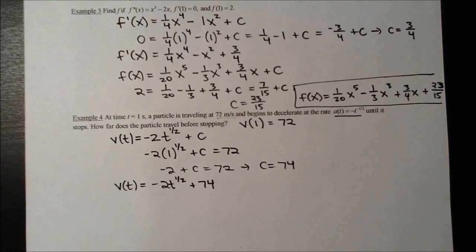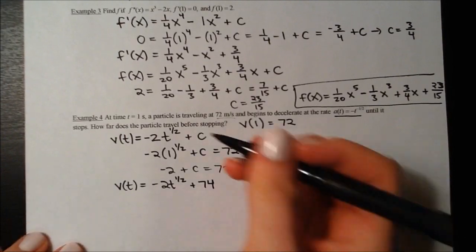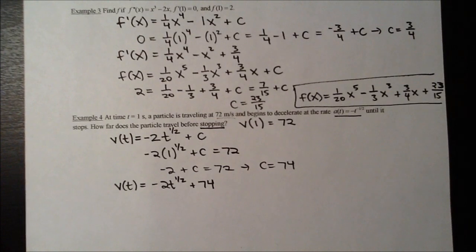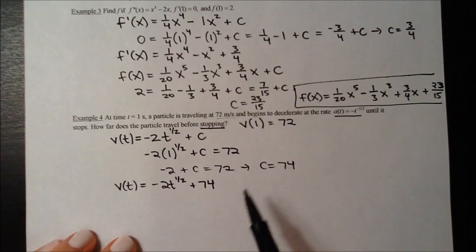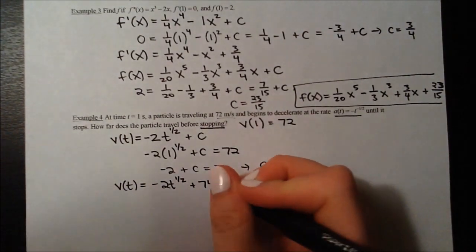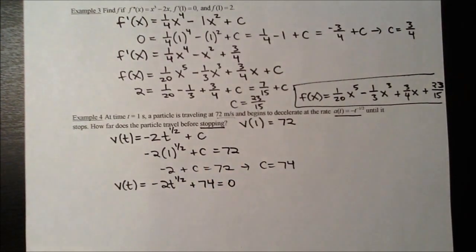What we're currently trying to solve for is how far does the particle travel before stopping? Here's the key thing right here. So we want to know basically, when is it going to stop? How many seconds will pass by before it stops? We are going to take this velocity function and set it equal to 0, because when the velocity is 0, that means the particle has stopped.